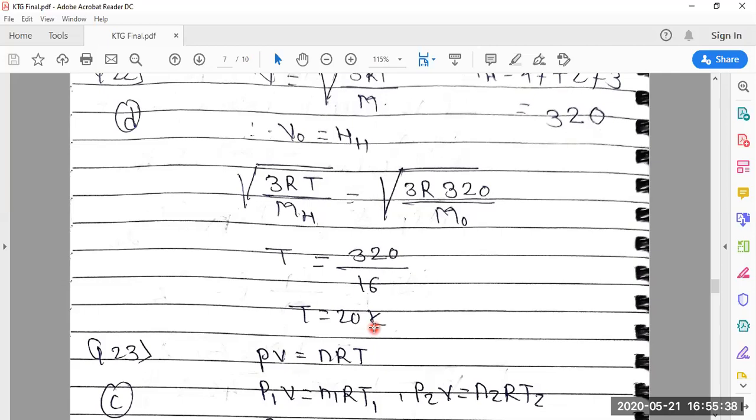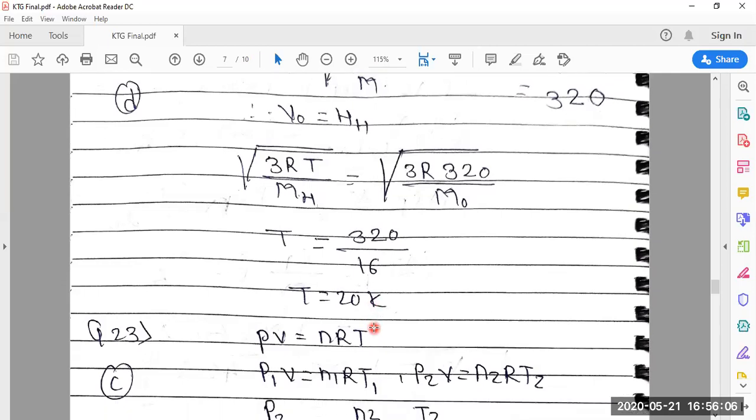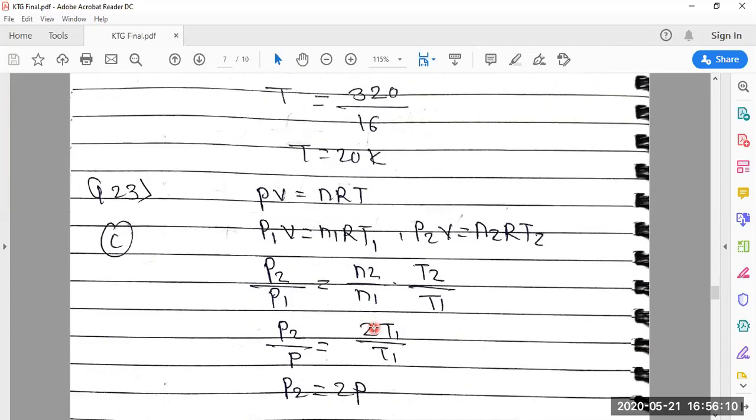Next one, question number 23. A vessel containing 1 mole of oxygen gas at a temperature T. The pressure of the gas is P. An identical vessel contains 1 mole of helium gas. Its molecular mass is given as 32 for oxygen and 4 for helium. The temperature of helium is twice T. Calculate the pressure.